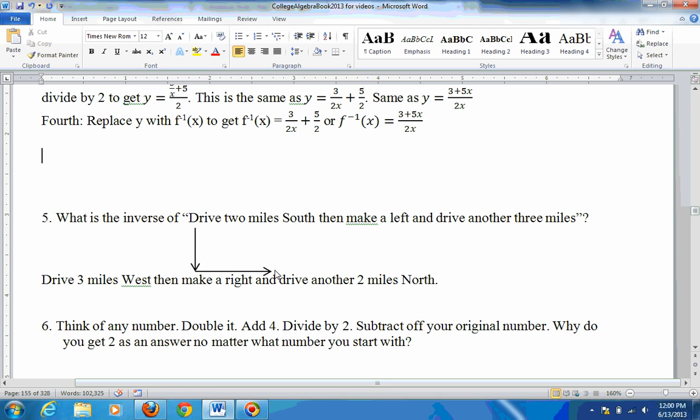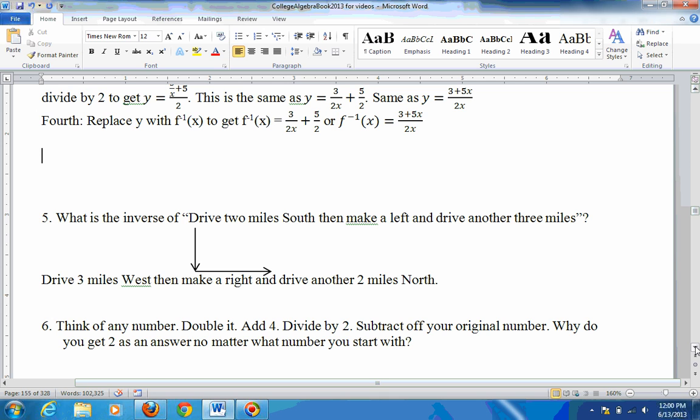So the inverse function should take you back to the starting point. So what do you do? Well, you drive 3 miles that way. What is that way right there? That would be west. And then you'd have to make a right and drive another 2 miles north. Notice that we did the opposite things in the opposite order. Instead of making a left, we made a right. We drove 3 miles here at the end, and we drove 3 miles first right here. And here's 2 miles south, which was the first thing, and we did 2 miles north here.